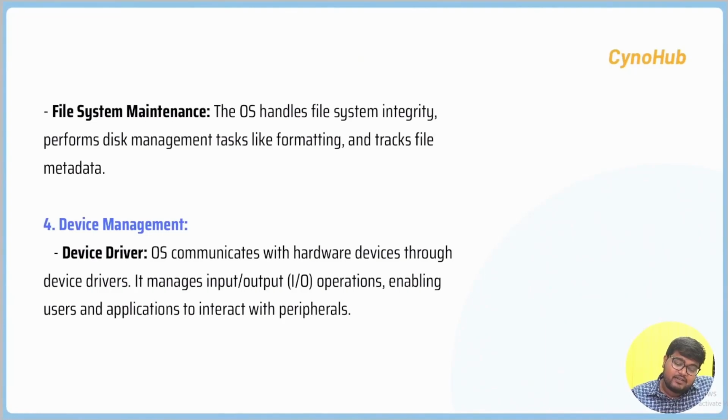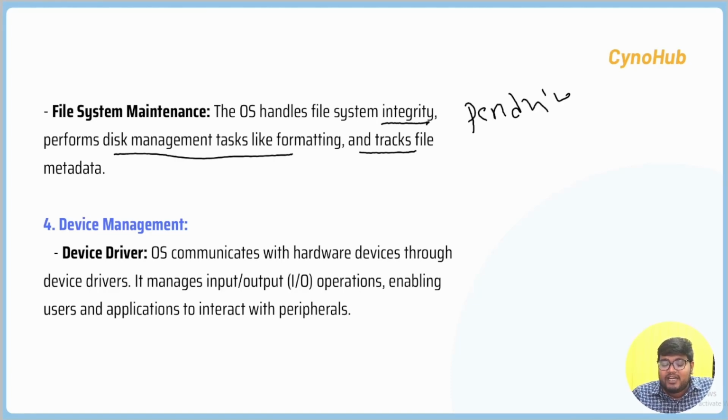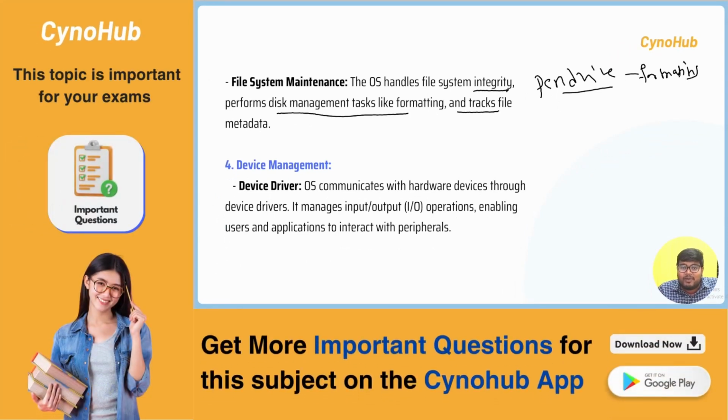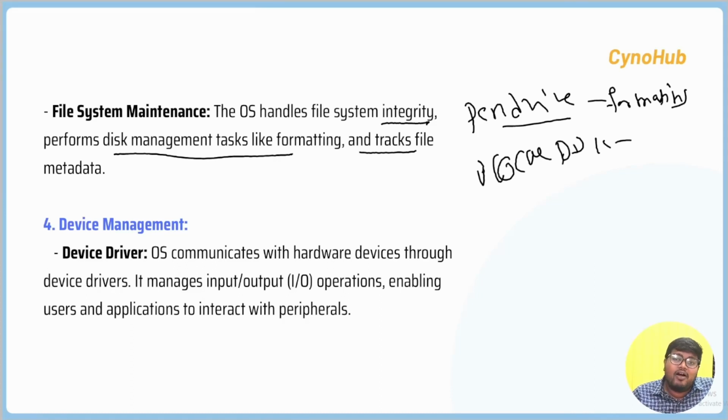Next one is file system maintenance. File system maintenance means file system integrity. That means multiple files are combined together. Next one, disk management tasks like formatting and tracking files. You already know about the pen drive. When the pen drive is full, what will you do? You are formatting the pen drive, or not? Yes, the total pen drive is formatted. Otherwise, when the pen drive is infected with a virus, you format the entire pen drive. So disk formatting is nothing but, there is local disk C, local disk D, like that in your system. All these you can format also. Just click on it, quick format is there. You can format it and you can maintain the tracks.